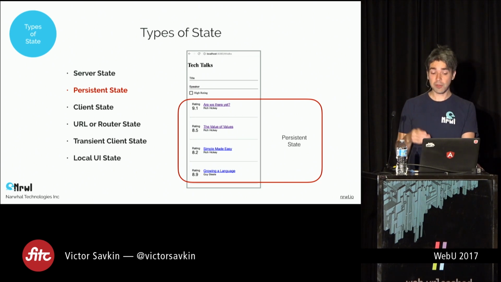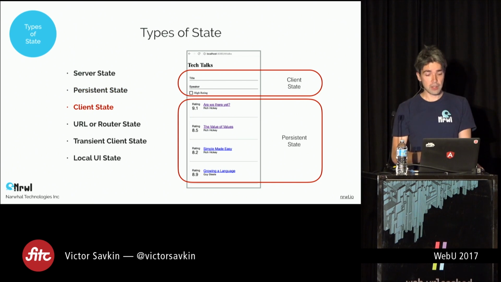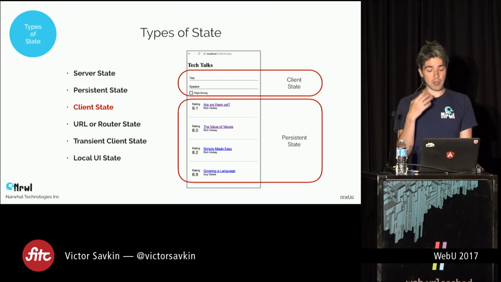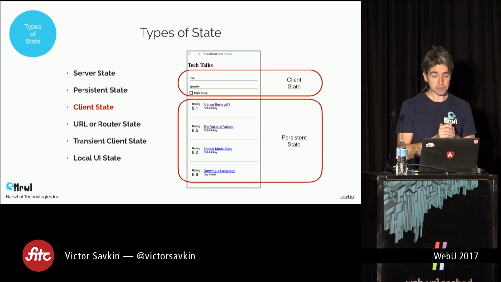So the items in this list are the persistent state. Yes, we got them from the server. The client state is not stored on the server. And a good example of the client state here would be the filters we use to create the list.